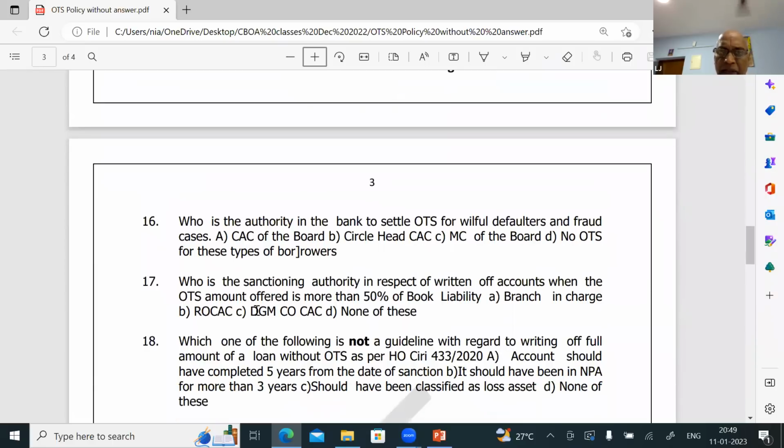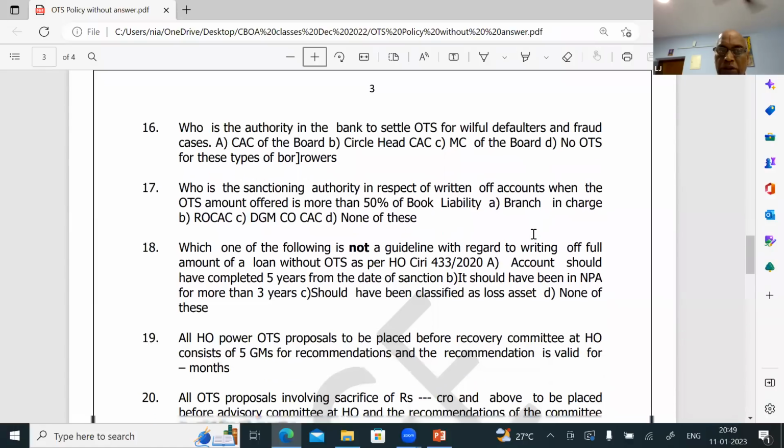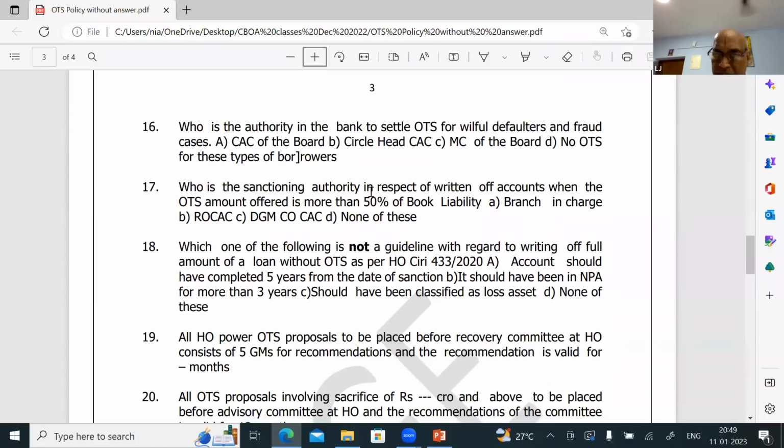Question number 16, who is the authority in the bank to settle OTS for willful defaulters and fraud cases? Friends, you know only one authority, MC of the board. Question number 16, answer is C. Question number 17, who is the sanctioning authority in respect of return of accounts when the OTS amount offered is more than 50% of the book liability?